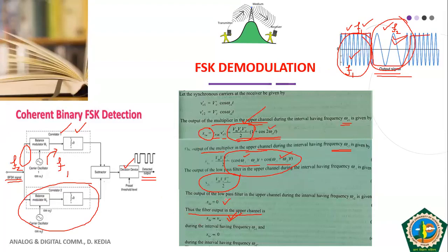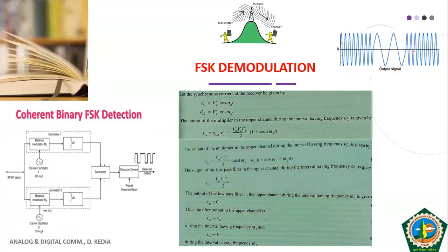So that's all about your FSK demodulation. As I told you, the FSK signal has constant amplitude, only the frequency is changing. So that's why the noise immunity of the FSK signal is better as compared to ASK, because information is present in the frequency change, not in the amplitude change. So that's all about your ASK and FSK.